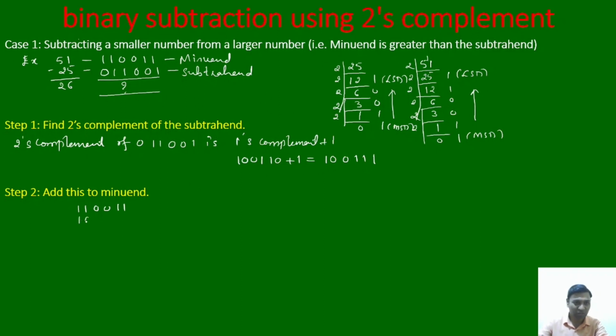I'm going to write here 1 0 0 3 times 1. Add it from the right hand side. 1 plus 1 is 2. 2 can be written as 1 0. We have already discussed about this one. So 1 plus 1 is 3. So 3 can be written as 1 1.